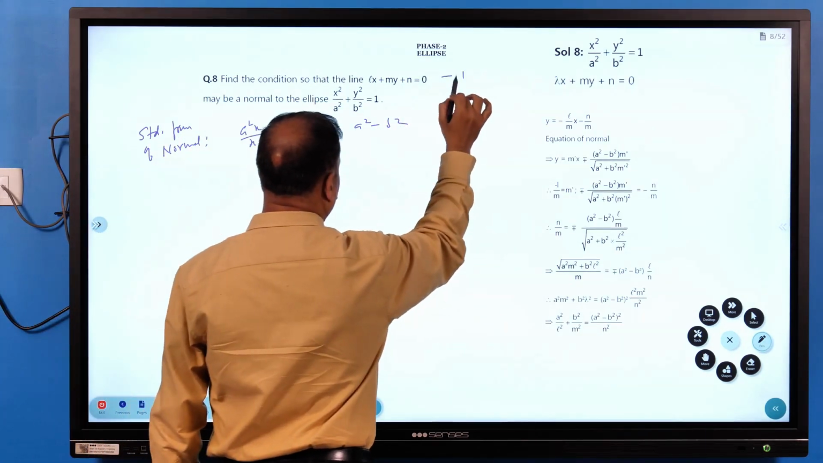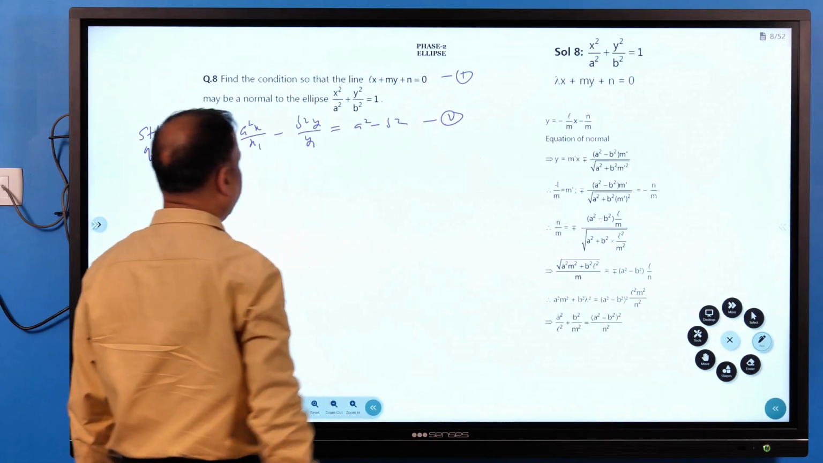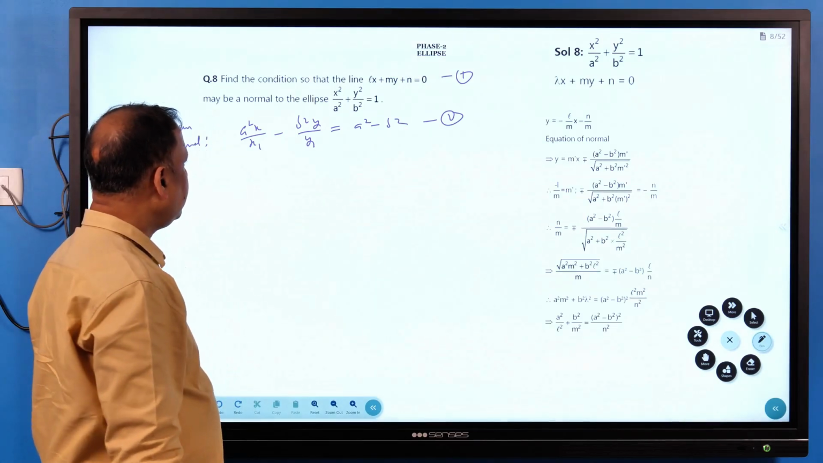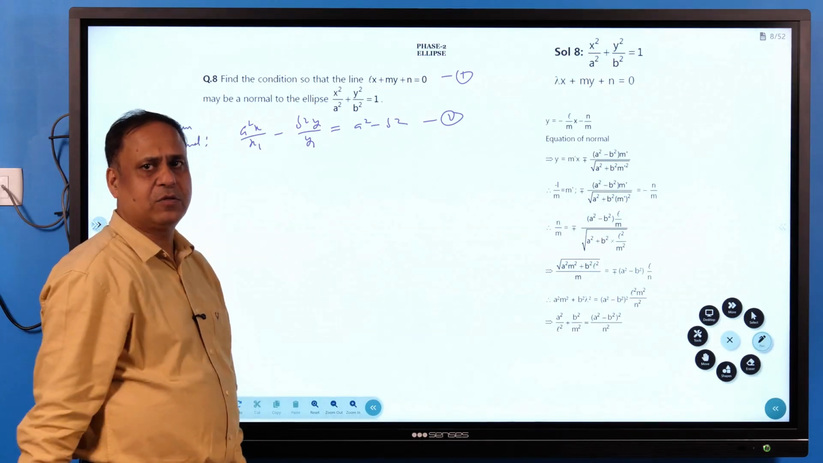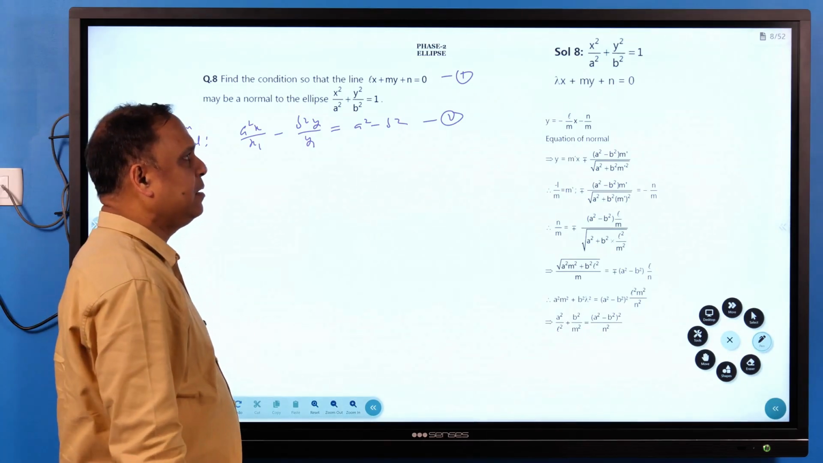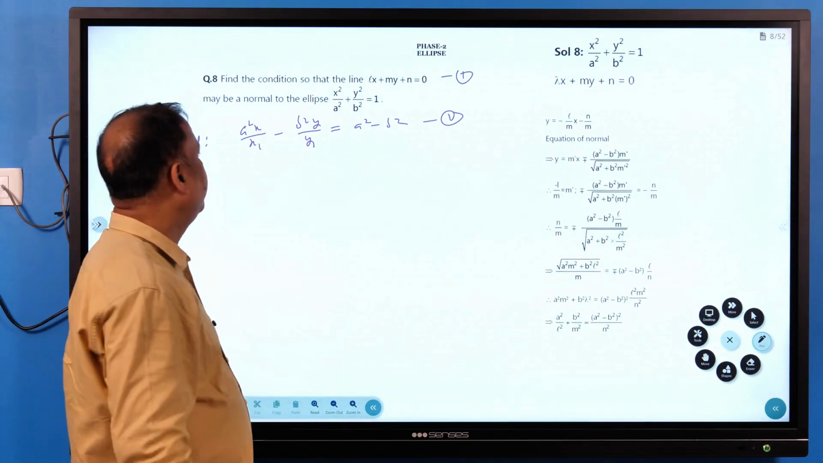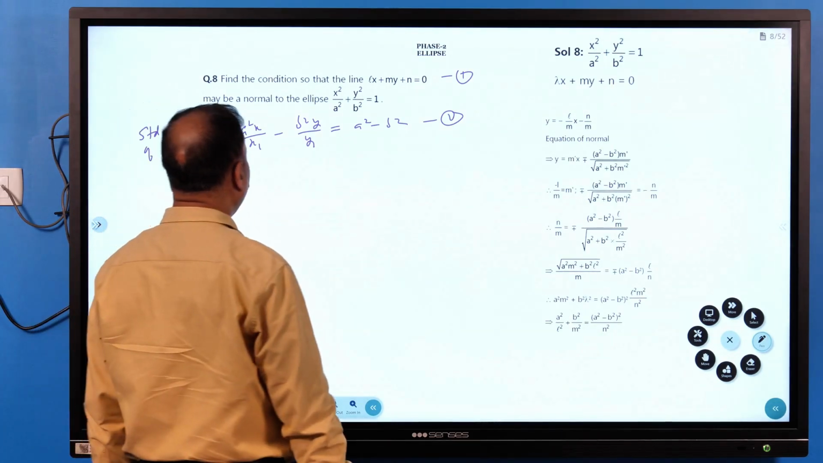Now these two equations, 9.1 and 9.2, represent the same line. Another method you can take is the parametric form. Then we have to eliminate the variable theta. That also will work out.